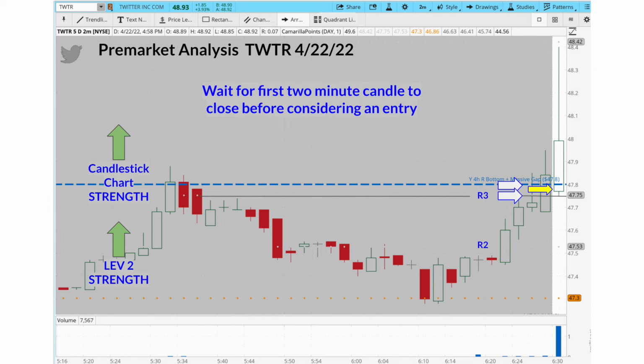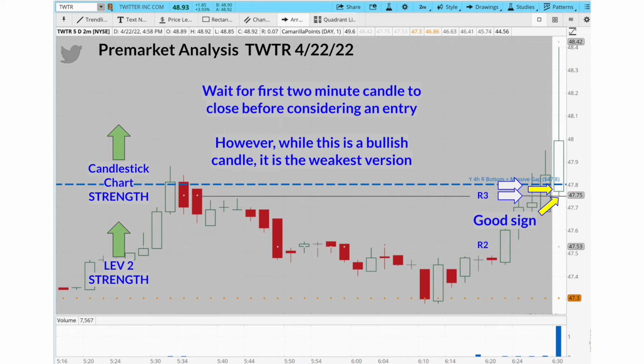So as you can see, it opened in between my levels, which is good. Also, another good thing is that it dropped slightly down to the R3 and rejected it and shot up. So that's a good sign. That's another sign, a sign of strength at the open here, okay? However, while this is a bullish candle, this first 2-minute candle, it is the weakest version of a bull candle with all this massive wick on top. So this is not clearly a strong opening rising first candle, okay?